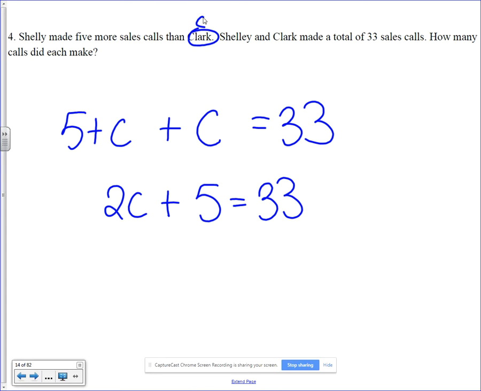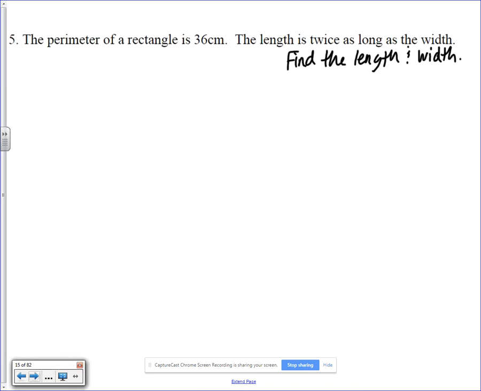Questions, folks? Yes, Dalton. No. This is Clark for this C. This is also Clark because it says Shelly made 5 more than Clark. So if I take Clark and I add 5 to it, that tells me what Shelly's total was. Does that make sense? The C's are the same thing. Yep. All right, I think I got 2 more in this section, right? Yeah? You can knock it off.